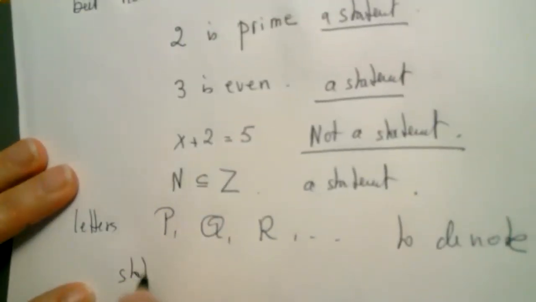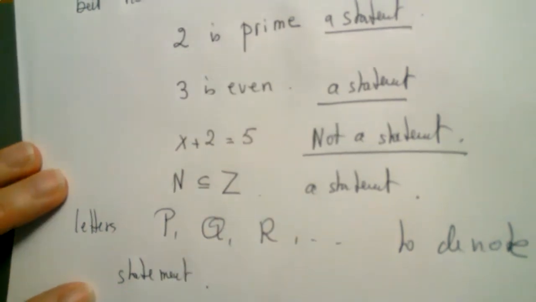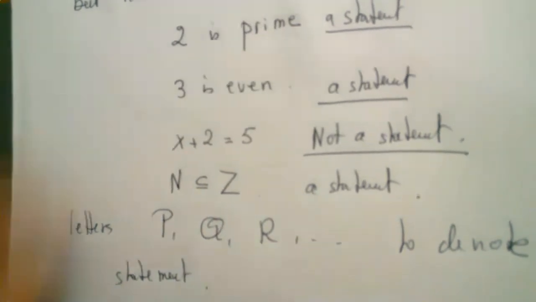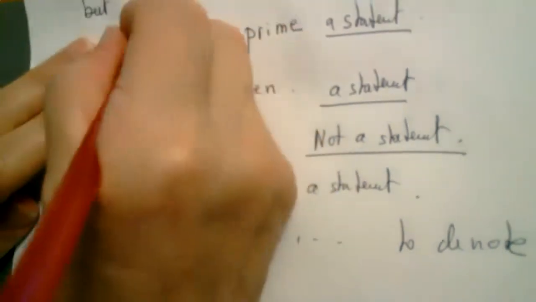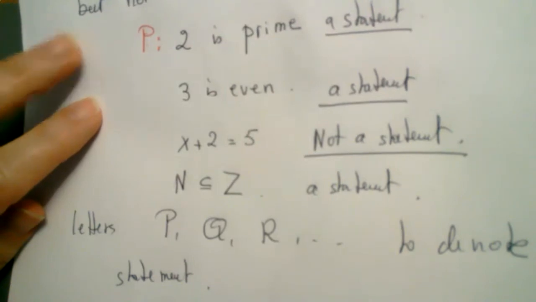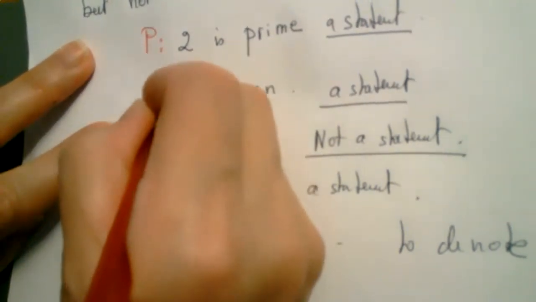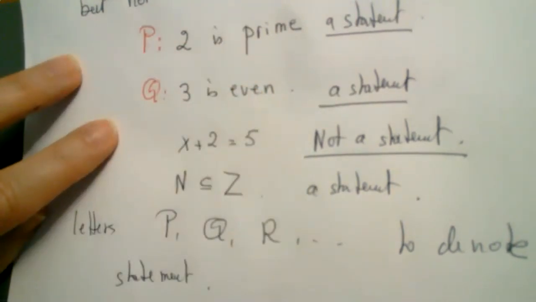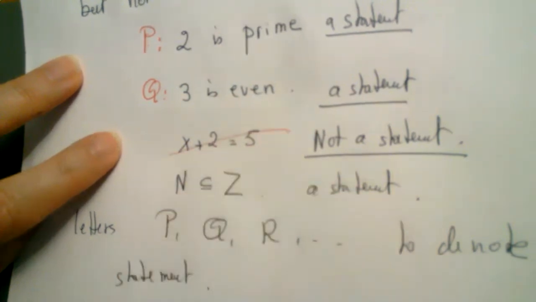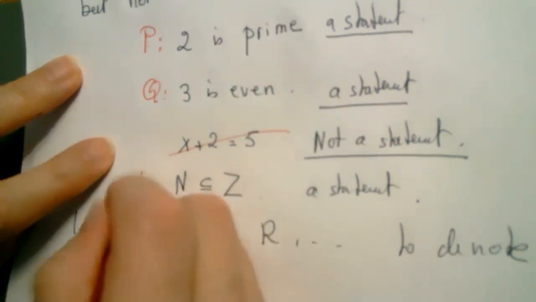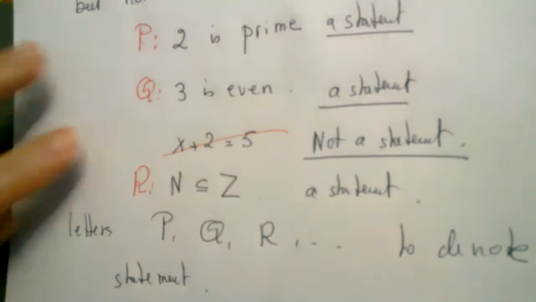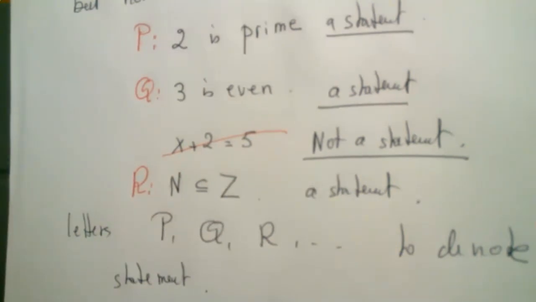So what do I mean by that? We use a capital letter to denote a statement. So in here, I would write the following. Let P represent the statement 2 is prime. That's how we'll write it. Q represents the statement 3 is even. This is a statement. I said let R be the statement N is a subset of Z. So that's how we'll write this.